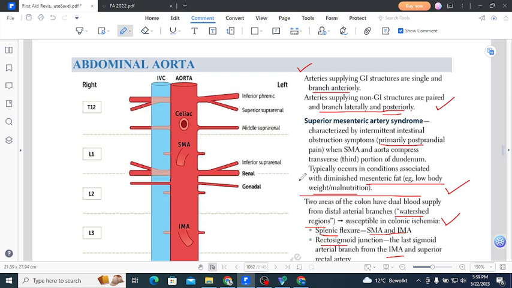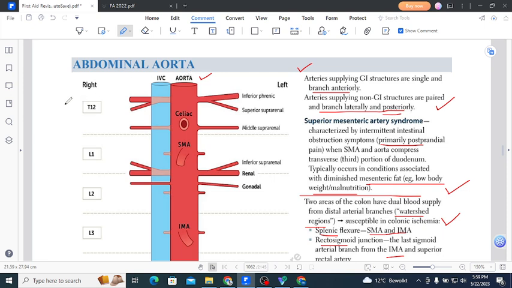Here you can see that the aorta is present posterior to the inferior vena cava, or you may say that the inferior vena cava is present anterolateral to the aorta. Aorta is the most posterior structure in the abdomen because it is located just over the vertebral column.